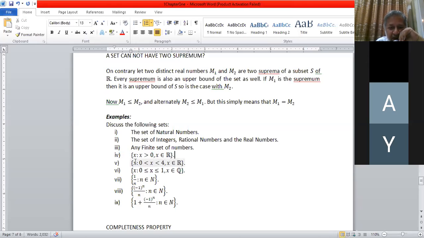What about this set? The next one. Bounded. It is bounded. What's the supremum? 4. Infimum? 0. Greatest element?